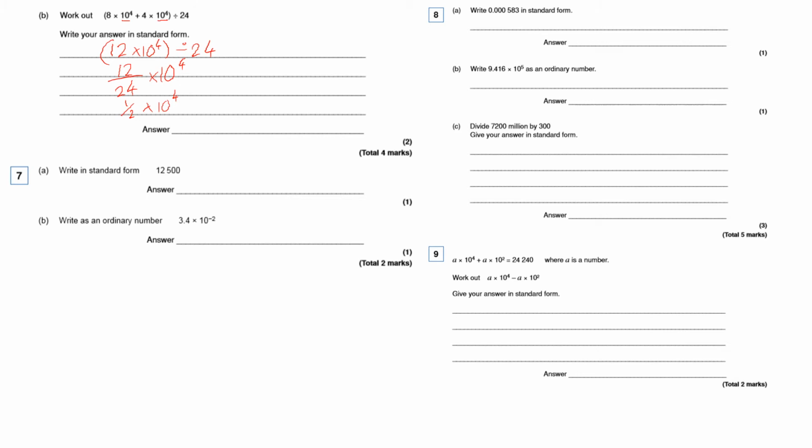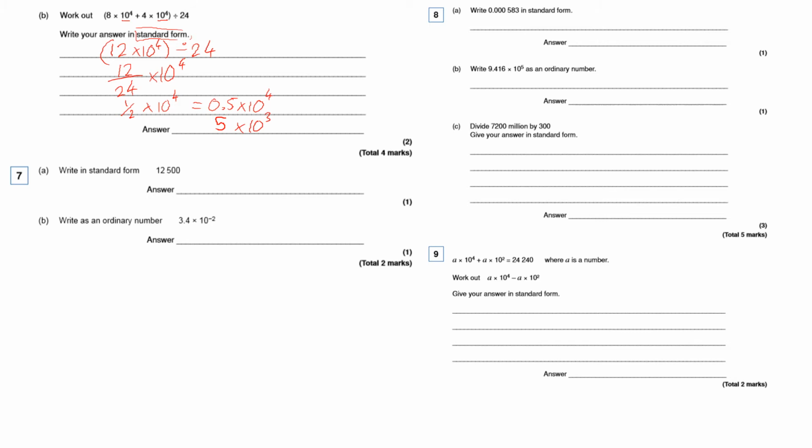So that's a lot simpler now, and that would mean this is 0.5 times 10 to the power of 4. Not quite in standard form, which is what the question asks for, so we'll increase this to 5 and we'll decrease this to 3. And there you go.